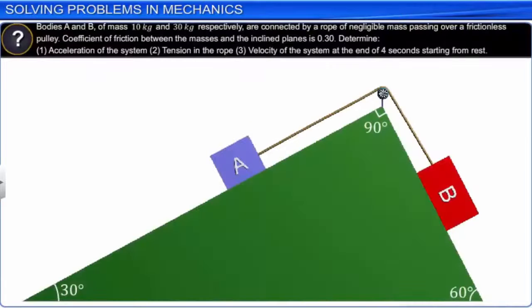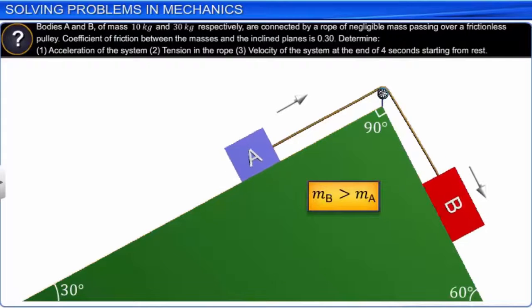First, we draw the free body diagram. Here, as the two bodies are connected by a rope, we split the problem into 2 parts and tackle them independently. As the mass of B is greater than the mass of A, and the inclination of the plane on which B is resting is greater than the inclination of the plane on which A is resting, B is likely to go down and A is likely to go up the plane.